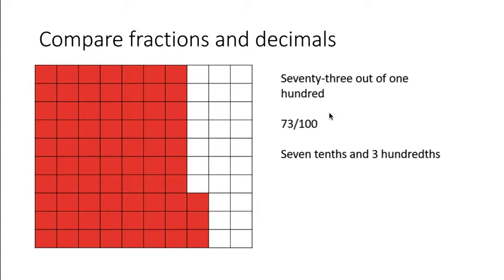I could have said it was 7 tenths and 3 hundredths. Because if we look at our tenths, there's 1, 2, 3, 4, 5, 6, 7 full tenths, and then 3 hundredths coloured in there. So 7 tenths and 3 hundredths coloured in. Or I could say 73%, 73 out of the 100. So again, different ways of writing exactly the same thing.